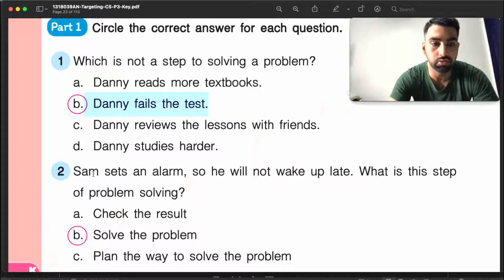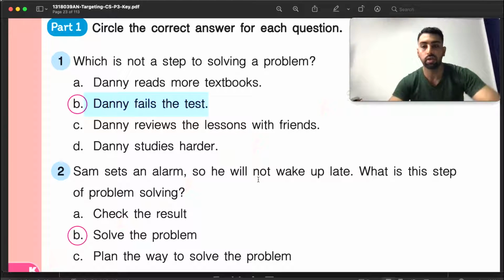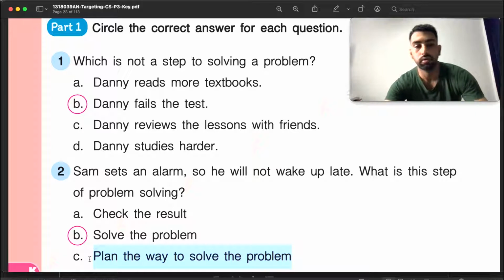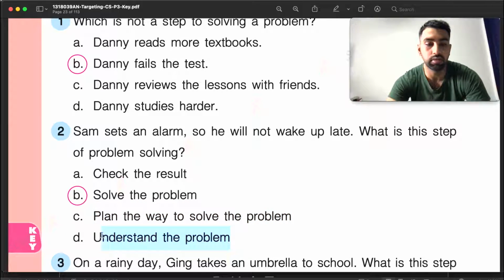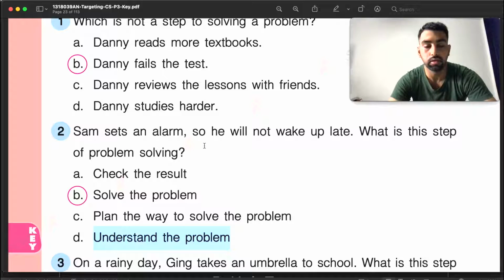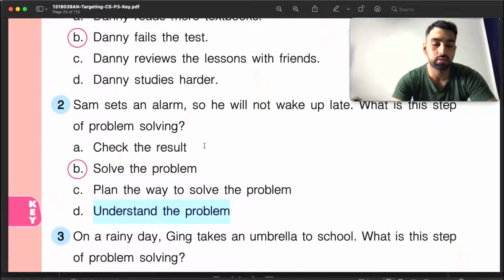Alright. Number 2, Sam sets an alarm clock so he will wake up early. What is the step of solving the problem? A, check the result. B, solve the problem. C, plan the way to solve the problem. And D, understand the problem. So to solve the problem, what you have to do is just solve the problem. Waking up early is the step of solving the problem.